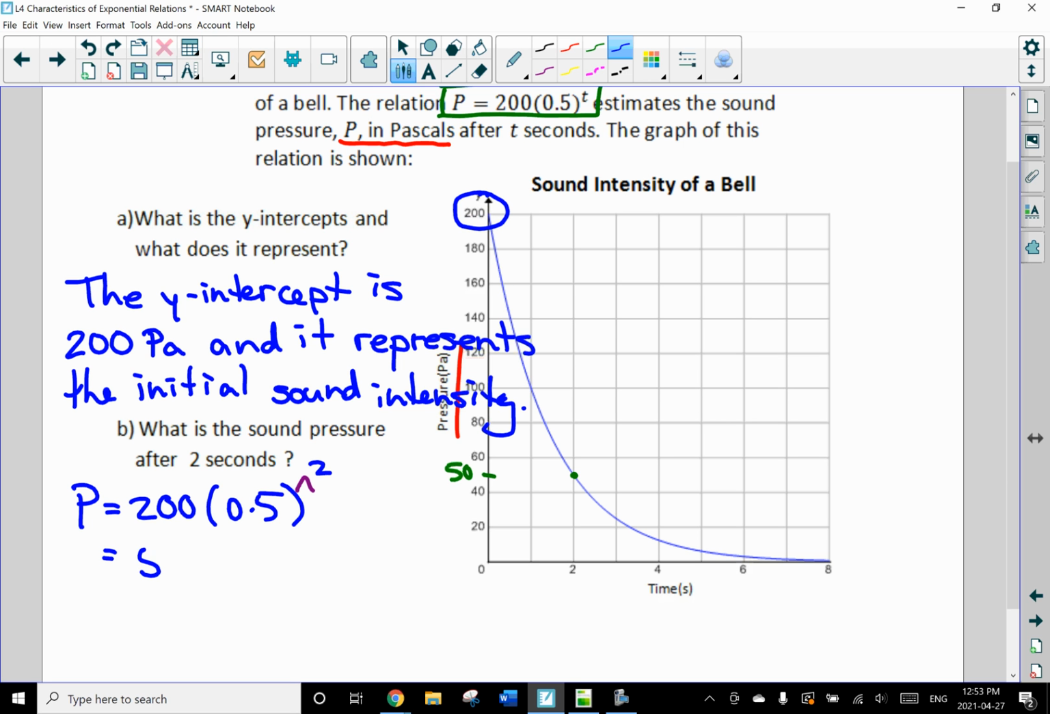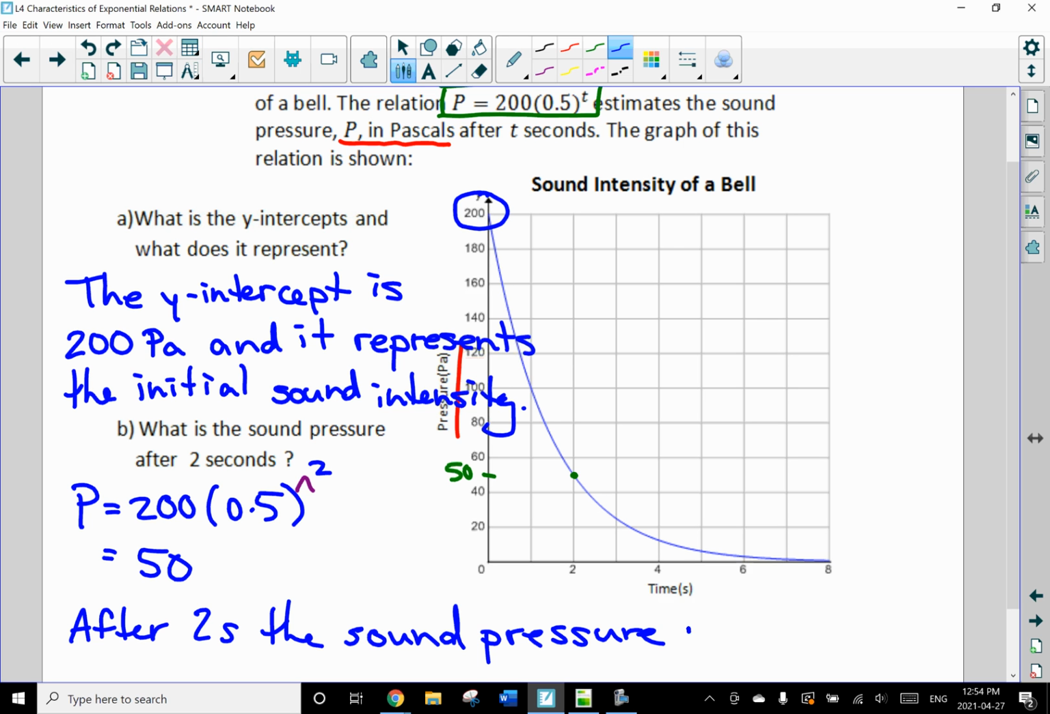I got 50. Okay, so we did get the right answer because this is a pretty fantastic graph and it was easy to read. But if the answer was 48, you see how it looks pretty close to 50. So you always have to double check with the calculation if you can. So after 2 seconds, the sound pressure was 50 pascals.